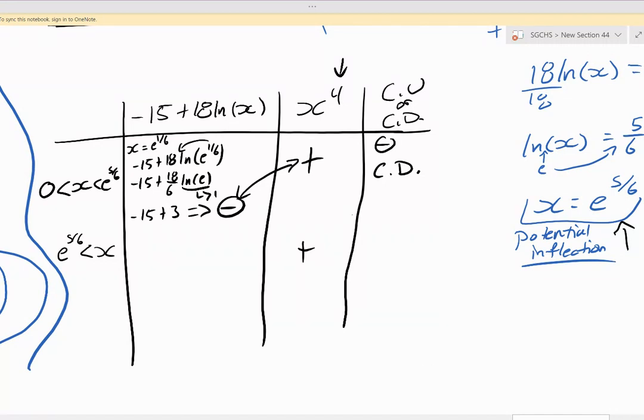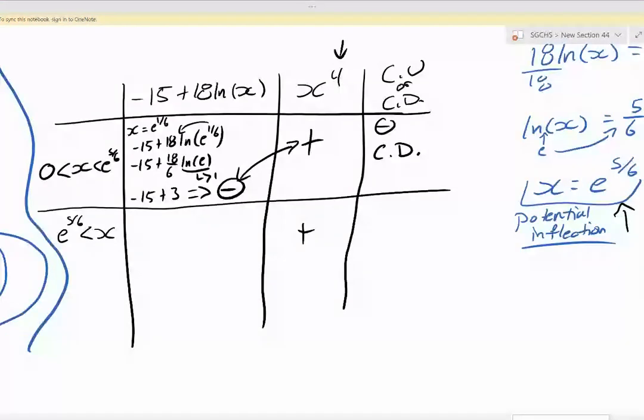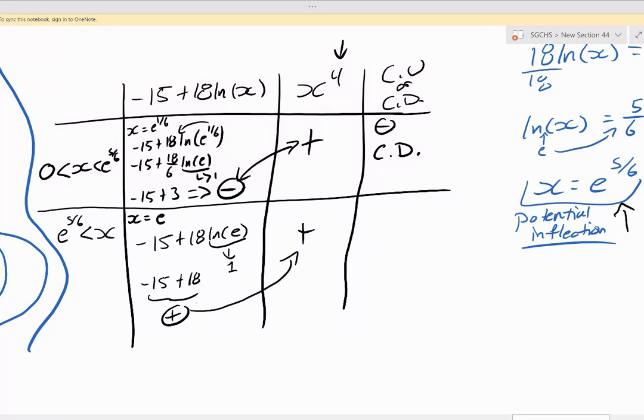on that interval. Let's choose some number that's greater than e to the power of 5 over 6. So that's a really easy one. We can just put in e. Okay, negative 15 plus 18 ln of e. Well, the ln of e is simply 1, and I get negative 15 plus 18, and that spits me out a positive number. So now I get a positive and a positive, which gives me a resulting positive. So that gives me concave up interval.